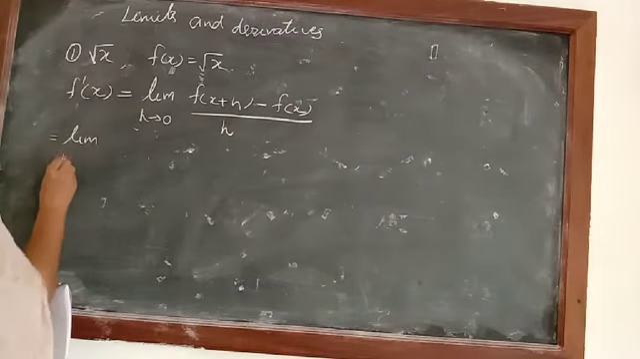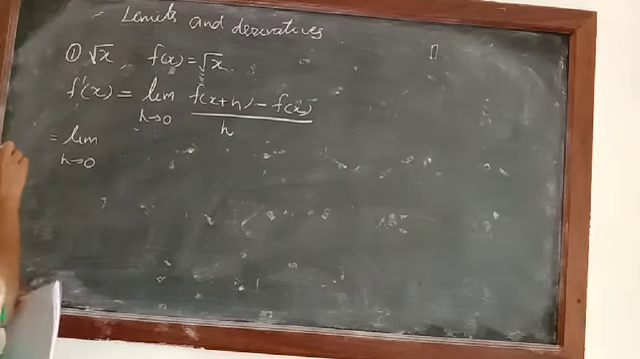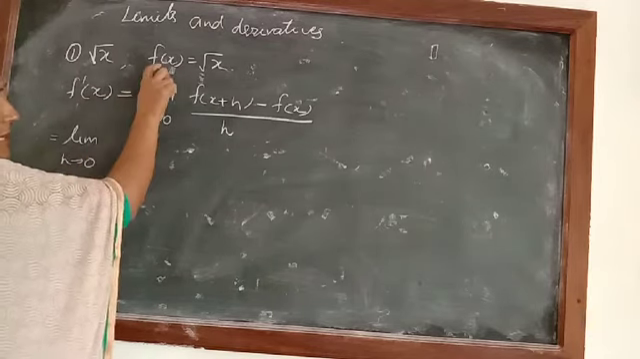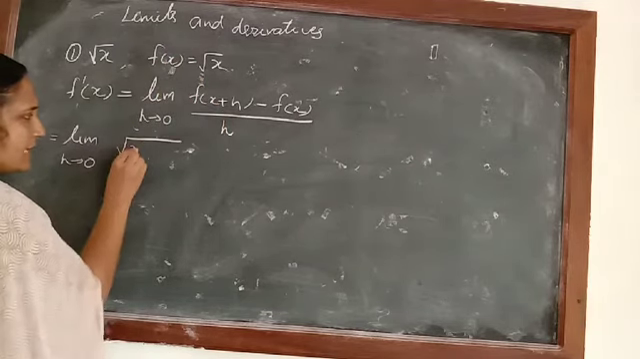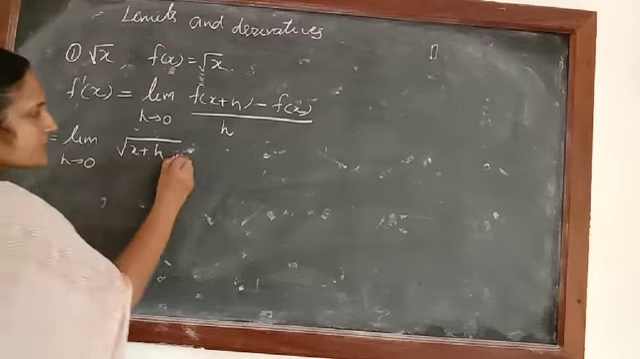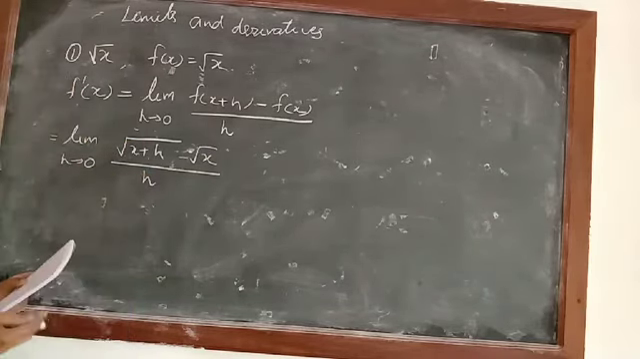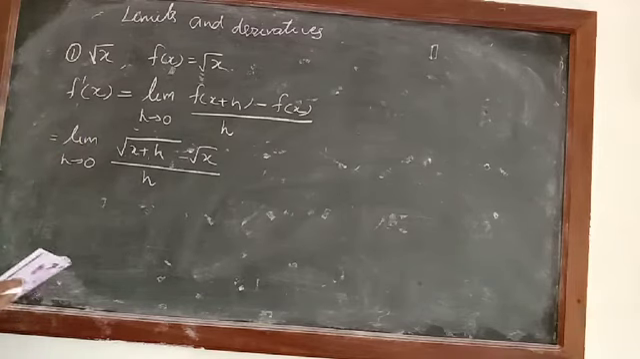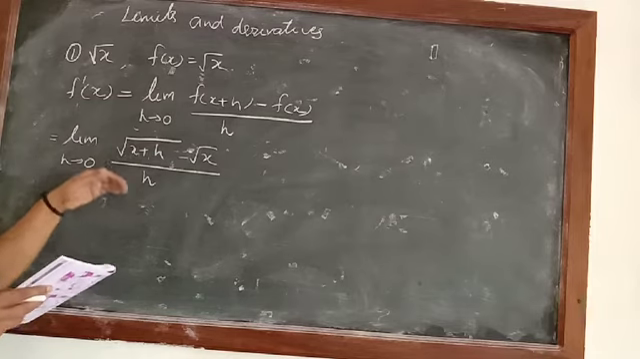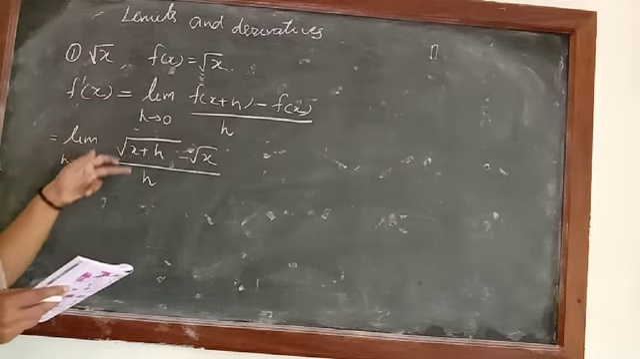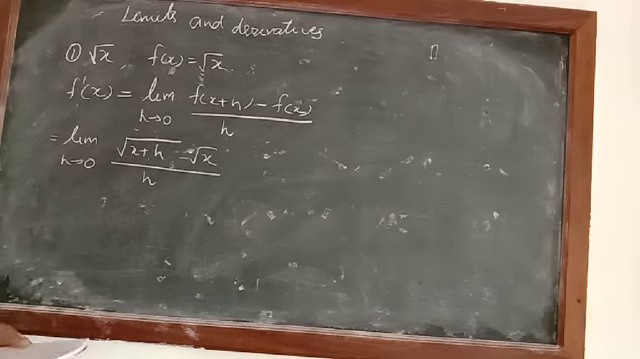Now we will substitute the value there. Limit h tends to 0 of f of x plus h. In place of x in the given function, we have to substitute x plus h. Then we will get root x plus h minus root x, whole divided by h. If we directly substitute h equal to 0, we will get numerator and denominator both equal to 0. So that we cannot do. Now what can we do?